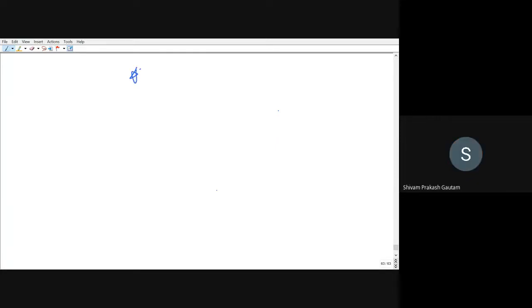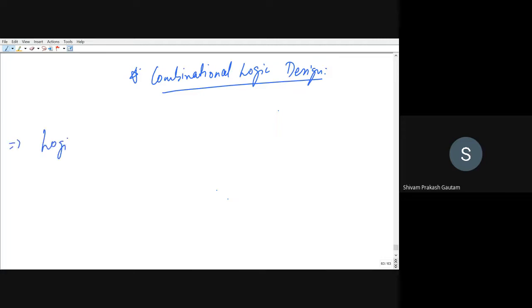So we will start the next topic, that is course objective second, you can call it. And the title is combinational logic design. Combinational logic design. So this is the topic, and it comes under logic circuit design.